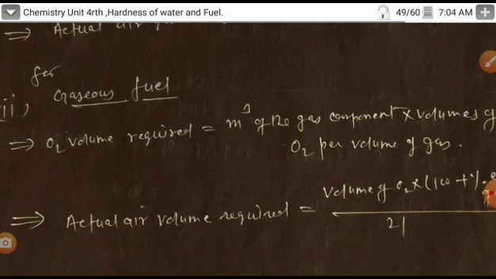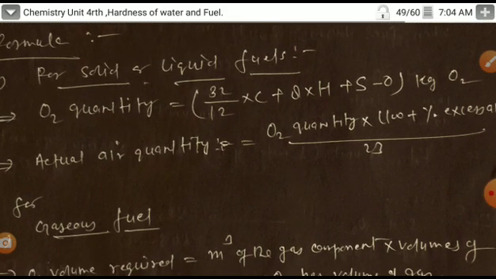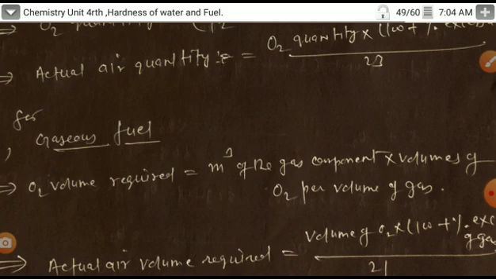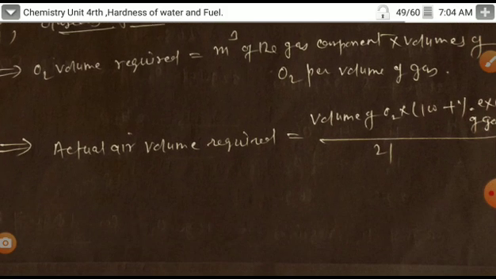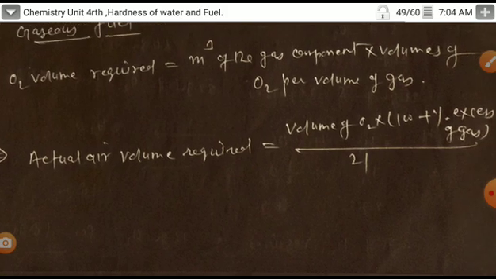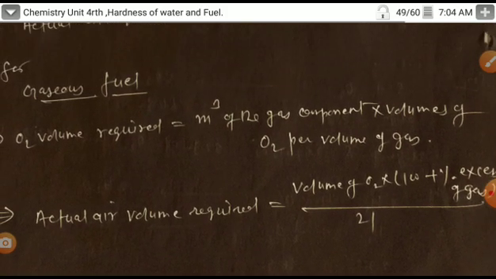Now here is a condition: these two formulas are applicable only when the fuel is present in solid or liquid form. If the fuel is gaseous, for example LPG or another kind of gaseous fuel, then the formula will change. What is the formula that you can use to calculate the actual air or oxygen required?